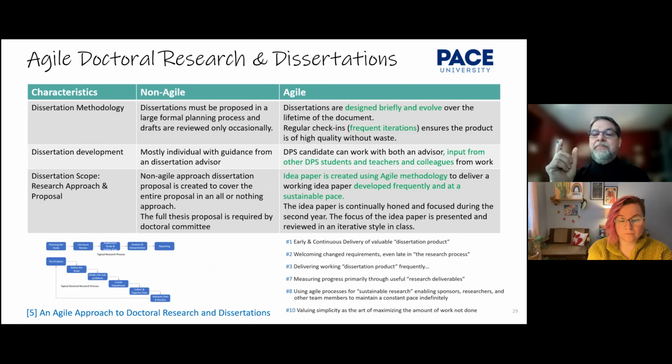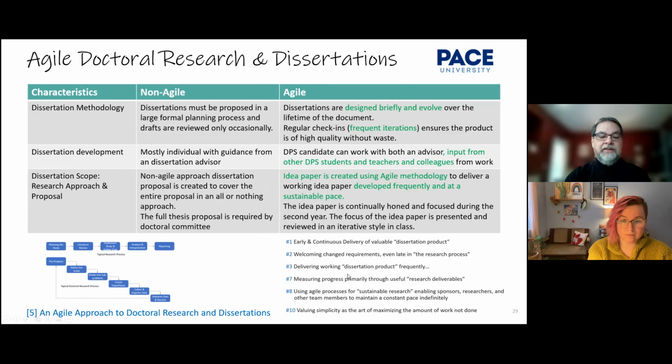Dissertation development, the DPS candidate can work with both an advisor, input from other DPS students and teachers and colleagues. And the scope, the idea paper is created using an Agile iterative methodology to deliver a working idea paper frequently and at a sustainable pace. That is, rather than the big, huge thing at the end, they chop it up, right? And then it gives you the ability to get feedback and adjust as you go.